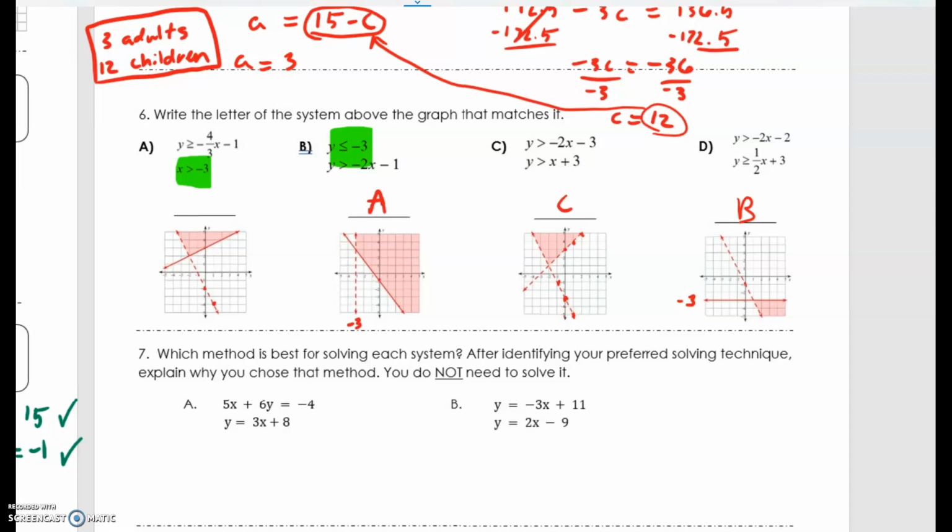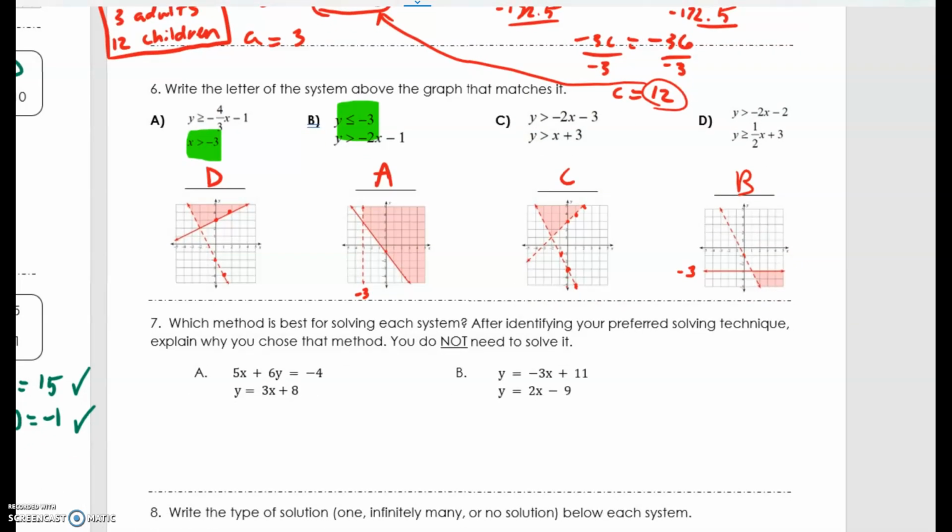It is a dotted line, which what we have here is dotted, and it's shaded above. And the other equation starts at 3 and goes up 1 over 2. It's a solid line, which we have, and it's shaded above. So this one's D. Okay, you guys will have questions just like that where you're matching them, so just make sure that you know how to graph the lines, make sure you can decide if it's dotted or solid, if it's shaded above or below, and find that overlap.